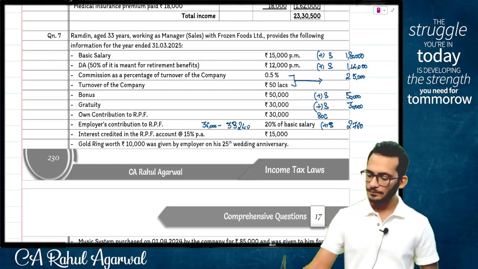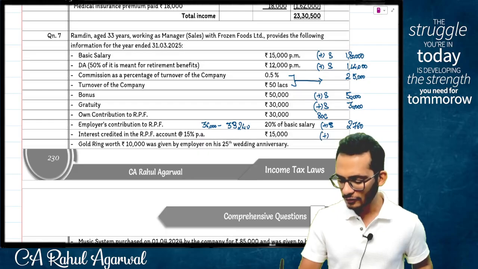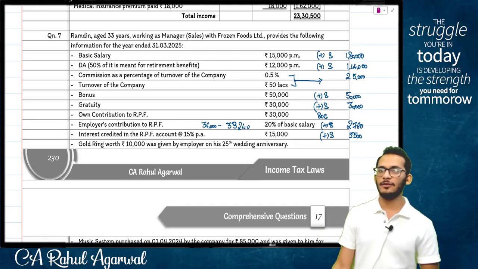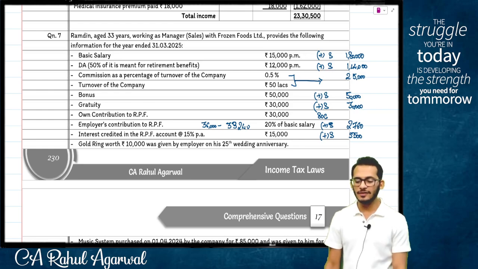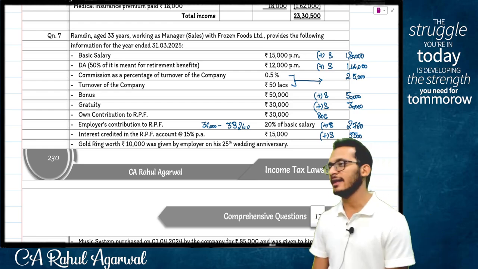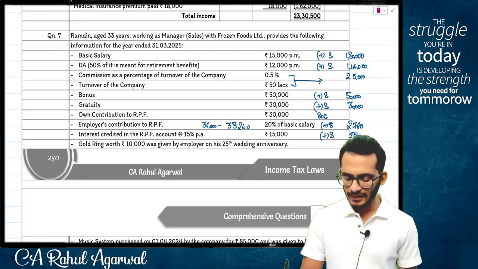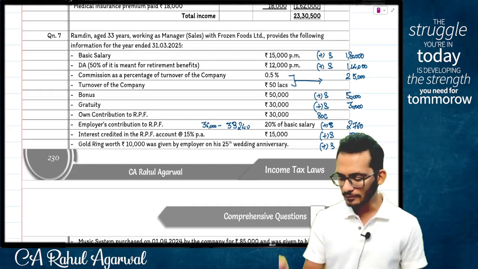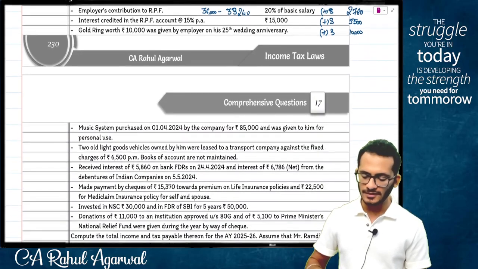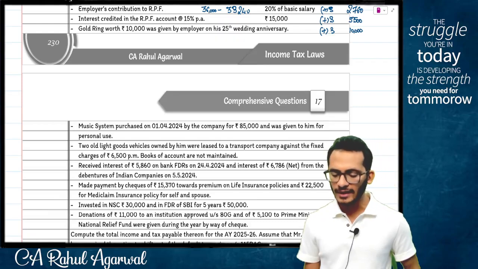I am taxable for 5,500. Correct? Gold ring worth 10,000 rupees was given by the employer on his 25th wedding anniversary. Taxable under the head Salaries, amount taxable: full 10,000 rupees.